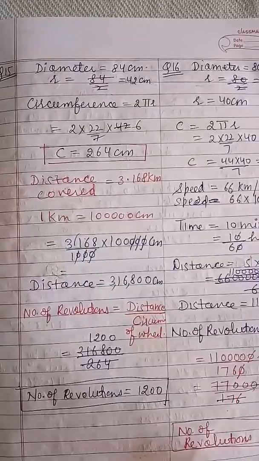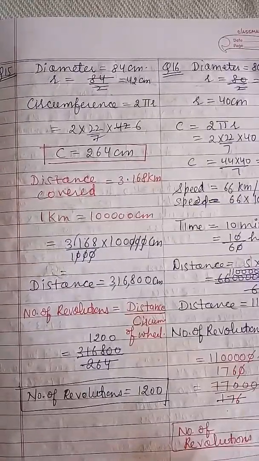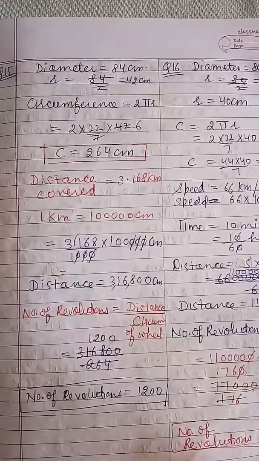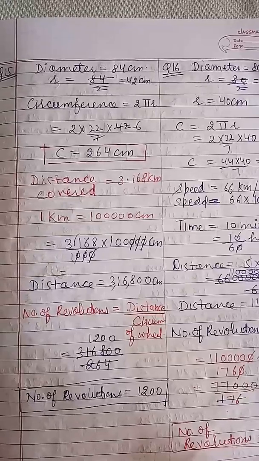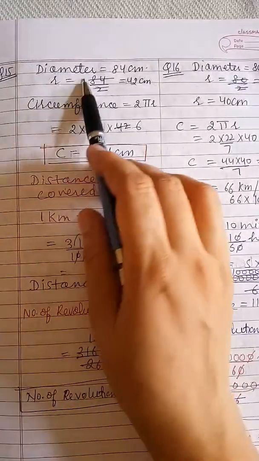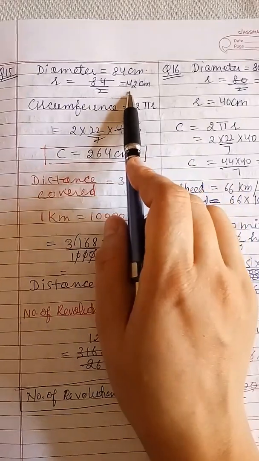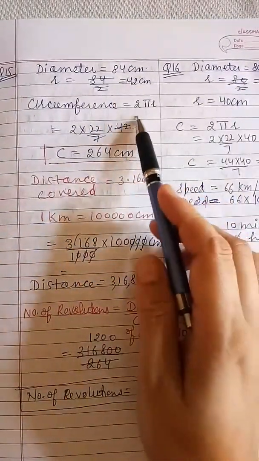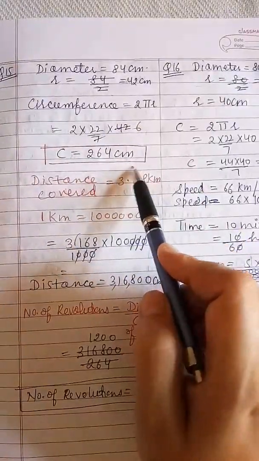So let us discuss the last topic, that is the distance traveled, number of revolutions and circumference. So come to the 15th question. A wheel has a diameter of 84 centimeter. How many complete revolutions must it make to cover 3.168 kilometer? So diameter is given. So we can calculate the radius and we will find the circumference by using the formula 2 pi r. This is the circumference.